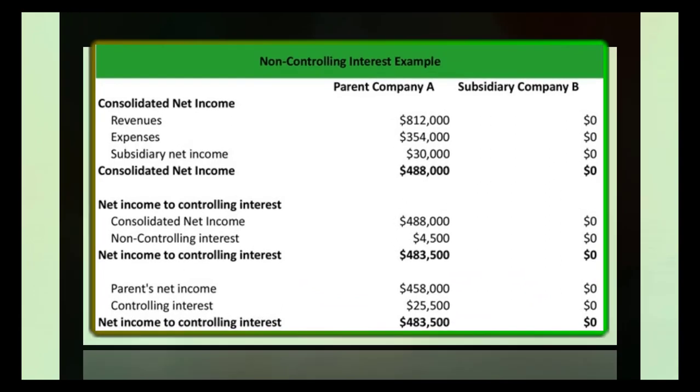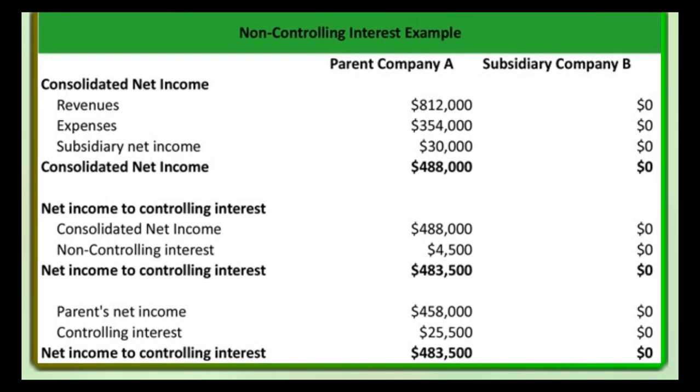The calculation of the consolidated net income is as follows. Revenues less expenses plus subsidiary net income, that is $812,000 less $354,000 plus $30,000, making it $488,000.